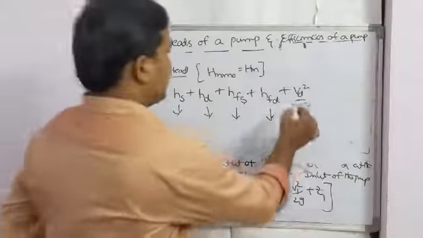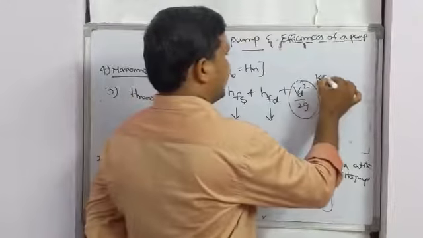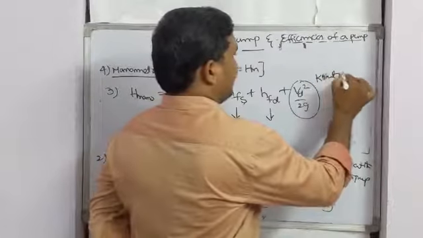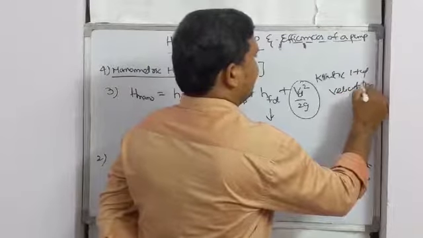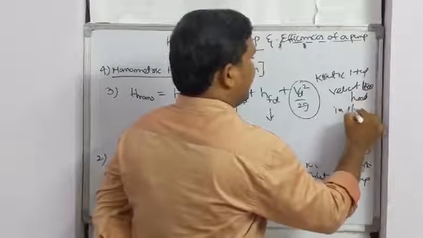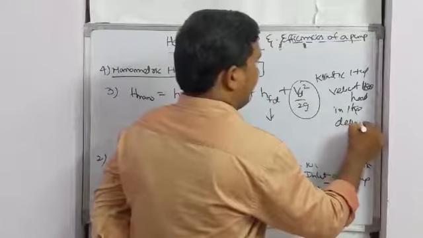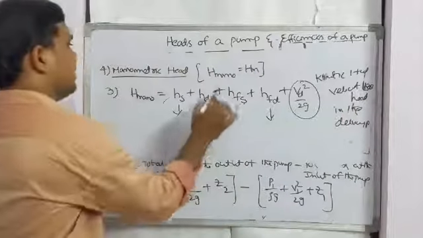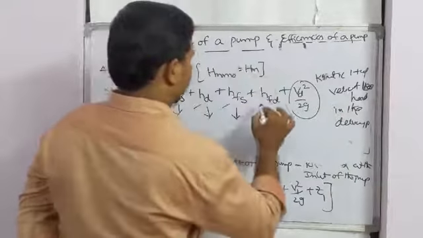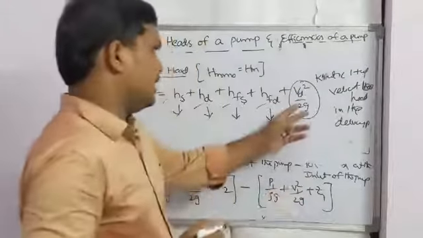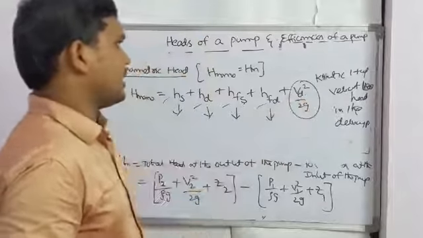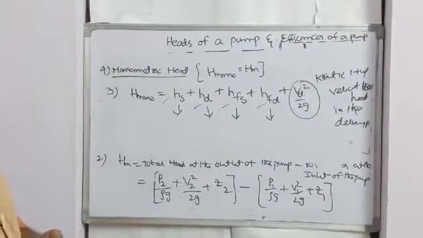This is the velocity or kinetic head in the delivery pipe. So: suction head plus delivery head plus head loss due to friction in the suction pipe plus head loss due to friction in the delivery pipe plus the velocity head of the delivery pipe. So these are the three types of heads available in any centrifugal pump.